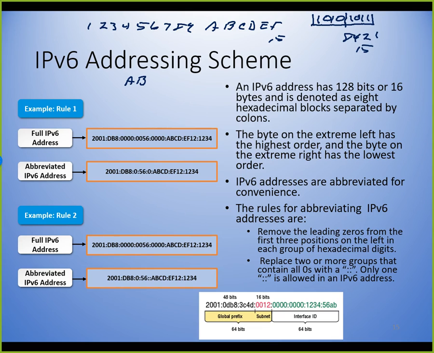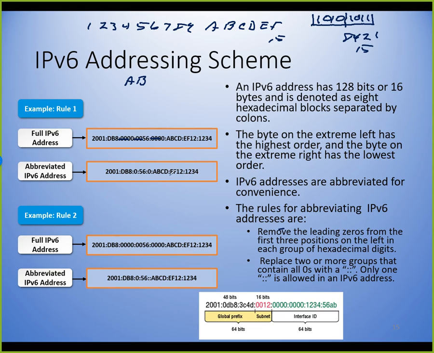The thing that you typically see on IPv6 is how to write a legal address. We have the full address here, with all this stuff. There are some rules that we can apply. We can remove the leading zeros from the first 3 positions. So in this one, we can just not write those leading zeros. Down here, the IP abbreviated is 2001:DB8:0560:ABCD:EF12:1234.